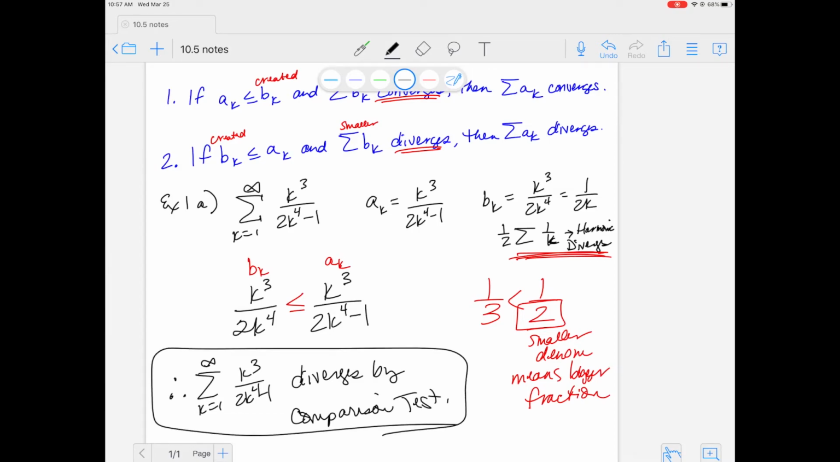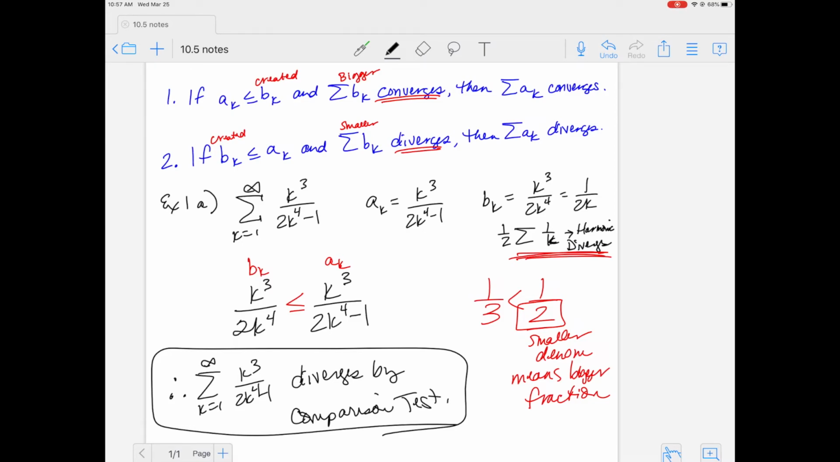So when you do the comparison test, you're looking for the p-series, but you also have to know something about fractions here, right? You have to be able to compare these two fractions in order to determine which one's bigger, which one's smaller, and how any of that kind of stuff works. All right?